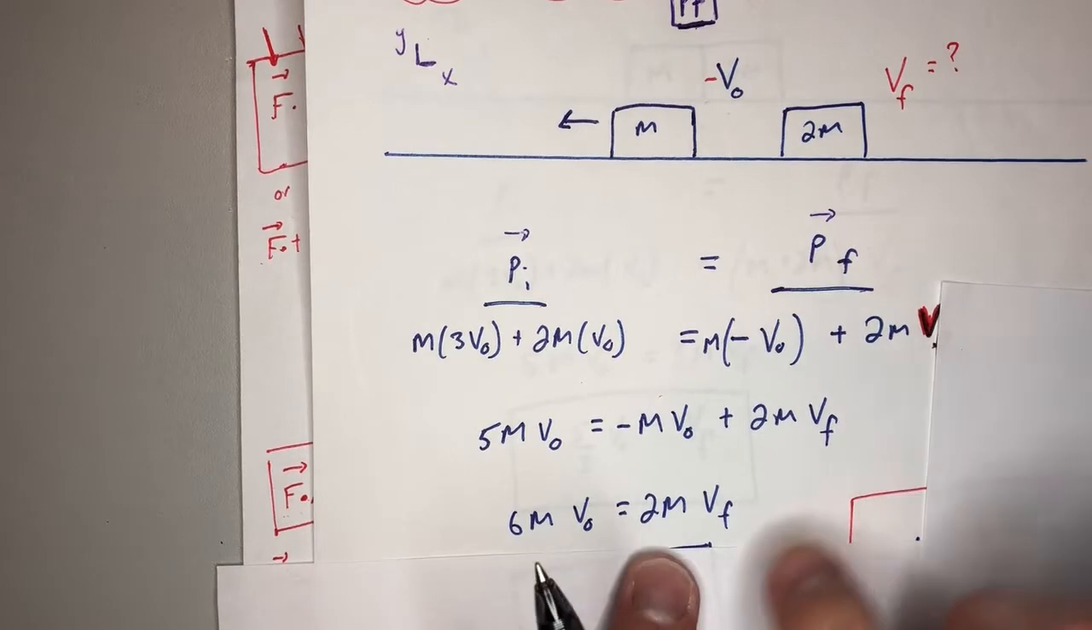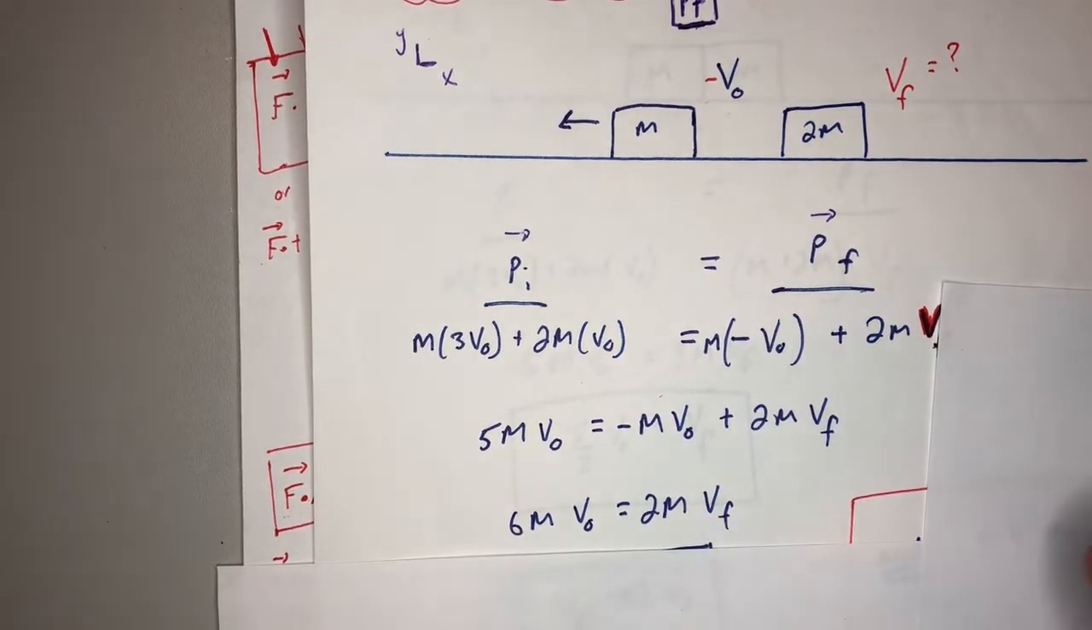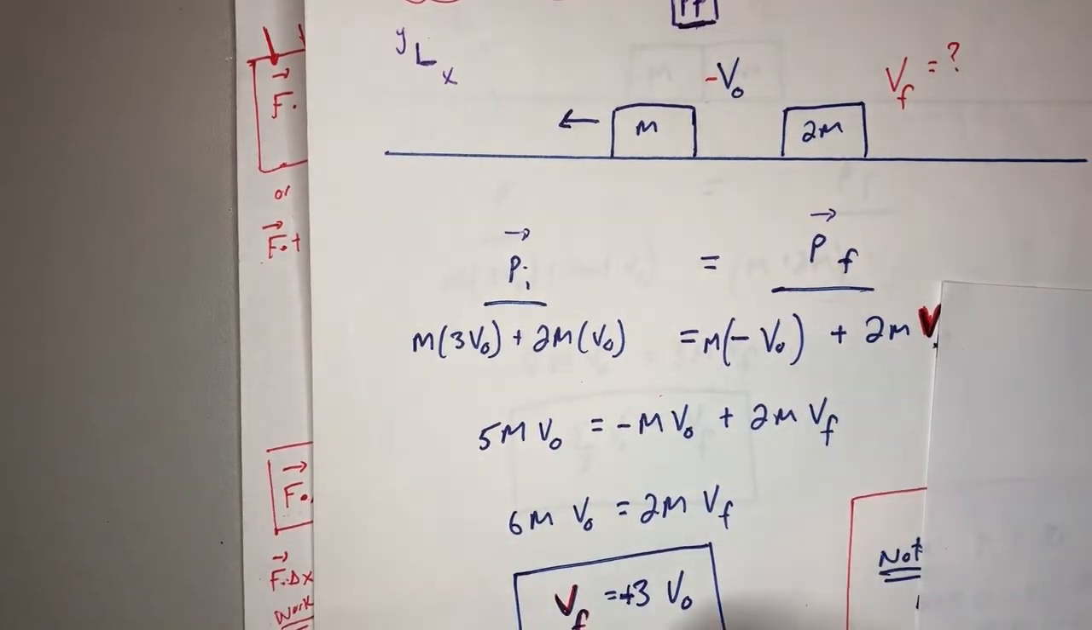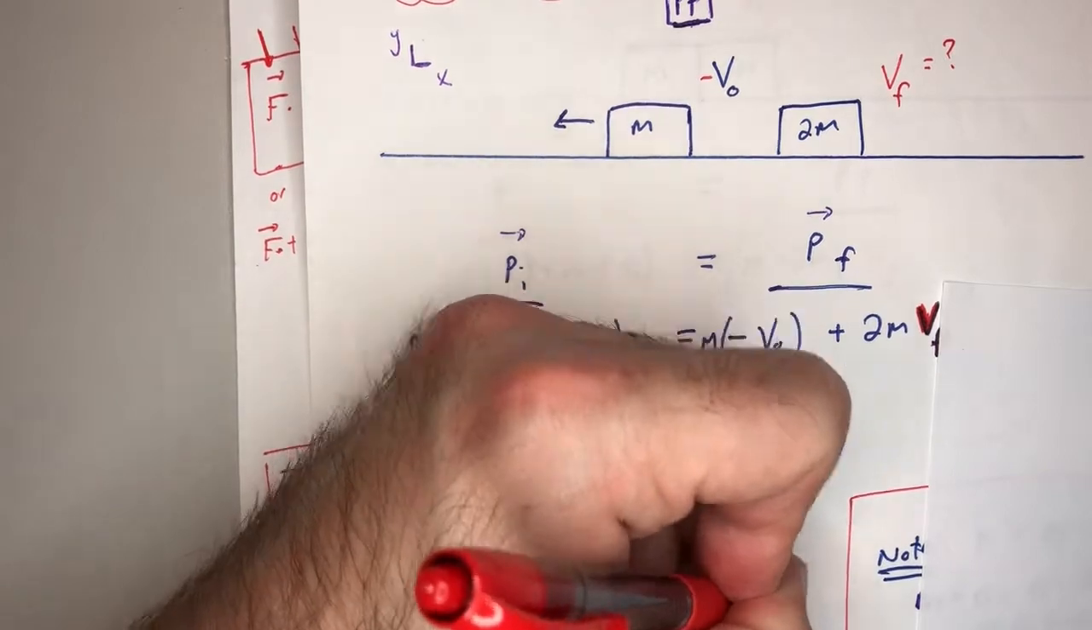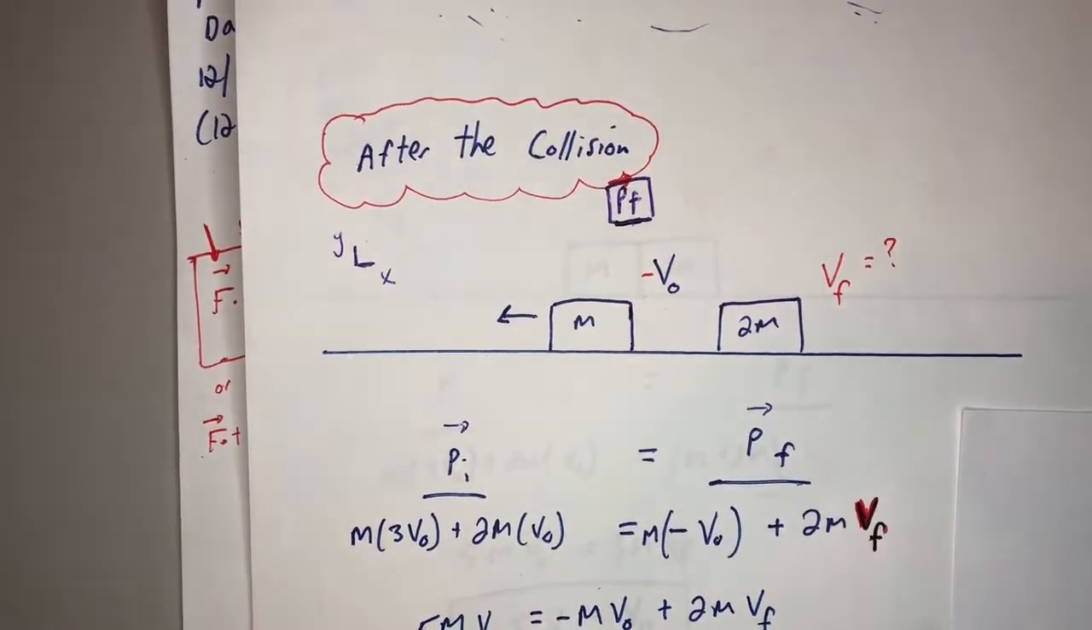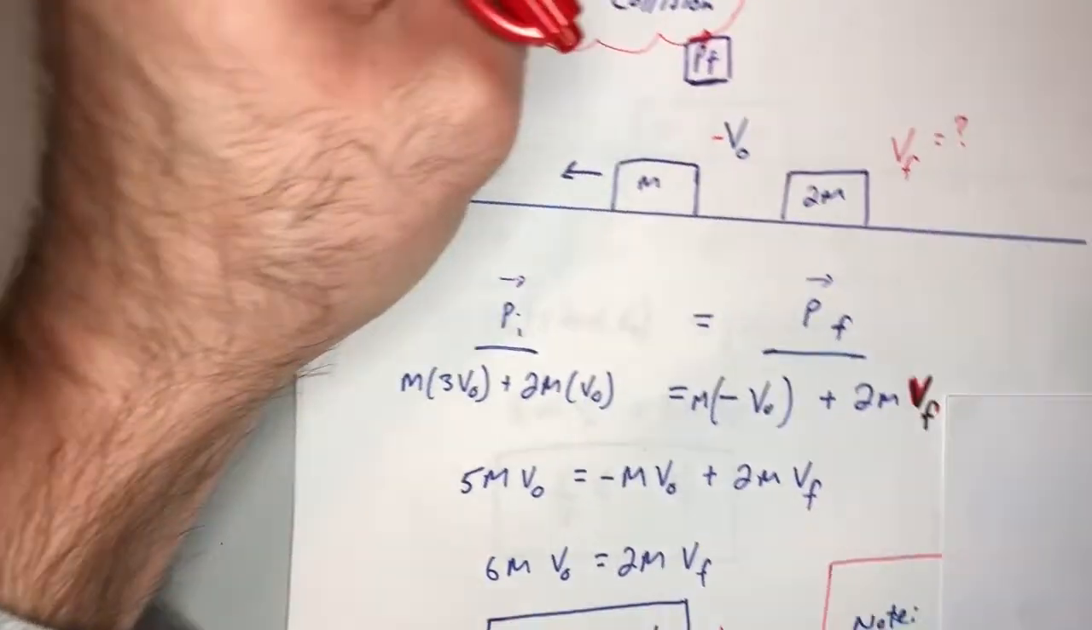6mv naught equals 2mv vf. The m's go bye-bye. And you find out the final velocity, oh, you got to divide by 2 there. 6 divided by 2 is 3 v naught. So that bumper car on the right is moving to the right with a velocity of 3 v naught. Okay?